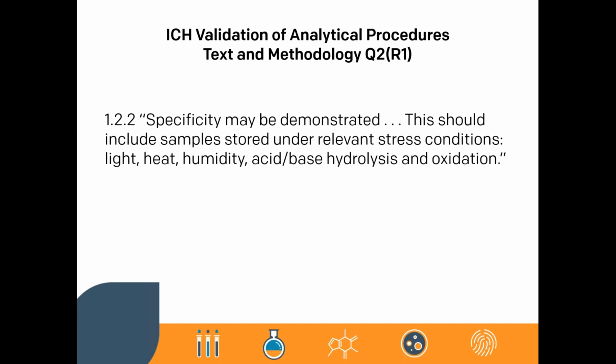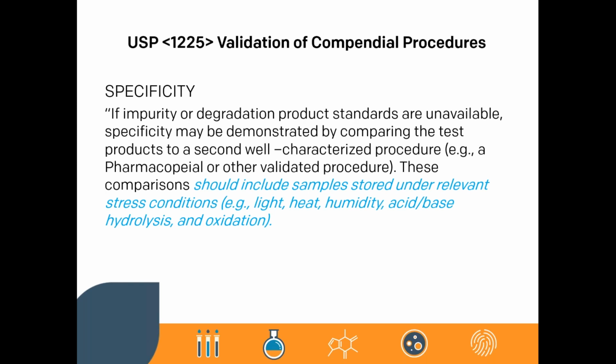So you might interchange that. They're saying specificity should include specific formulations stored under the relevant conditions such as light, heat, humidity, and acid-base hydrolysis, as well as oxidation. And this is taken directly from the Q2, which is ICH, a standard for quality. The USP Chapter 1225, and it's taken directly from what we wanted to talk about here, it should include samples, or again, sample-specific or specific formulation under stress conditions.